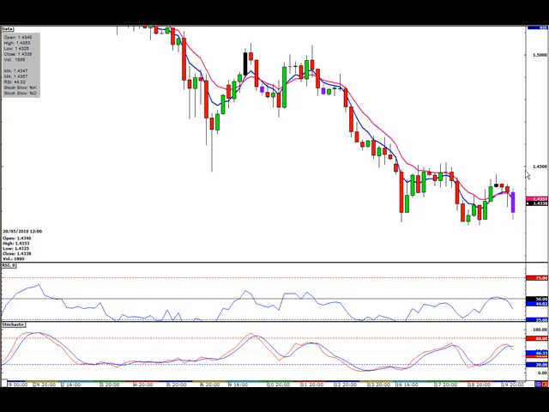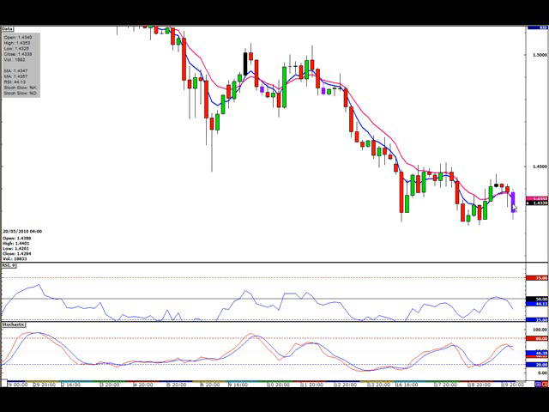But if I move forward, you can see that this candle right here, the 4 a.m. candle, did form a new trend change candle. RSI is below 50, stochastics are trending down, and the moving averages have crossed down. So this is a valid trend change candle.